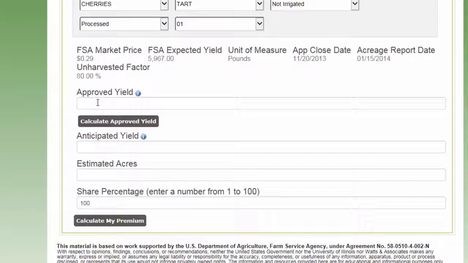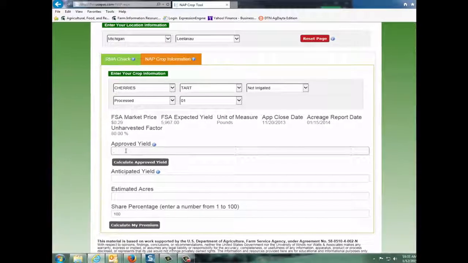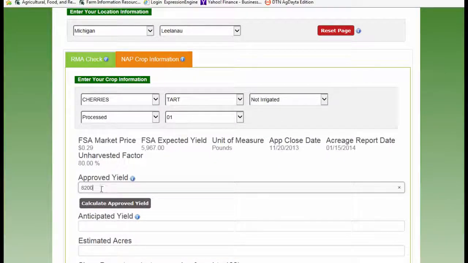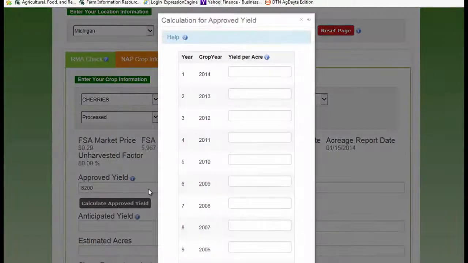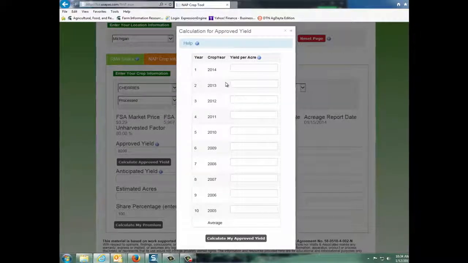The next thing you have to do is put in an approved yield, and we can do that in two ways. It may be that you know what your approved yield is, then you can just type it in. For example, 8,200 pounds per acre. The other way you can do it is to calculate your approved yield, and you can put in these blanks. In a second, we're going to put in a farm example, but I want to talk just a little bit about how you can get these numbers. You need at least 4 numbers. If you have 4 numbers in here, that would suffice to find your county expected yield.